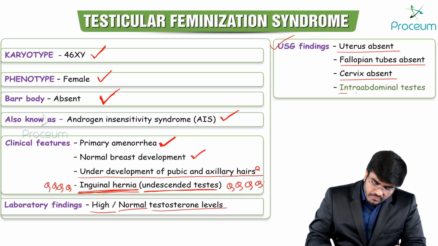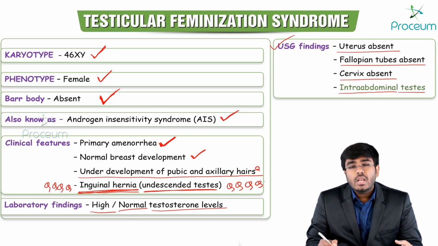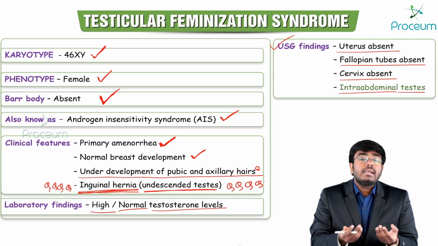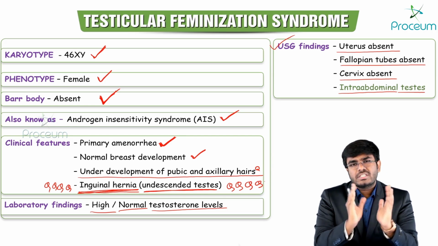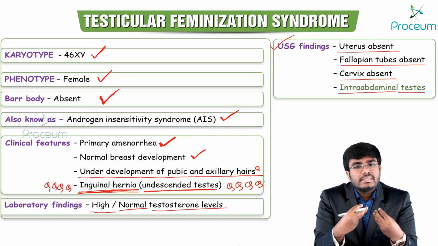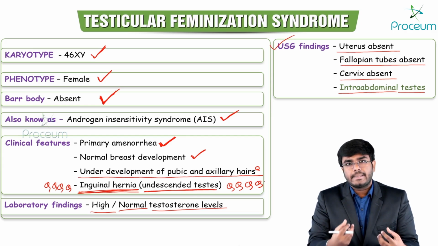And sometimes you may find intra-abdominal testis. Sometimes they might also be present in the inguinal canal, or sometimes you may also find these testes under the labia. Okay, so in the external genitalia, under the labia, you might also find these swellings. These swellings are nothing but the testes which are undescended.